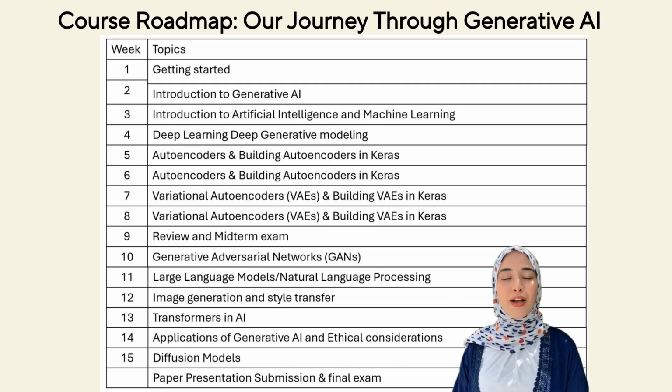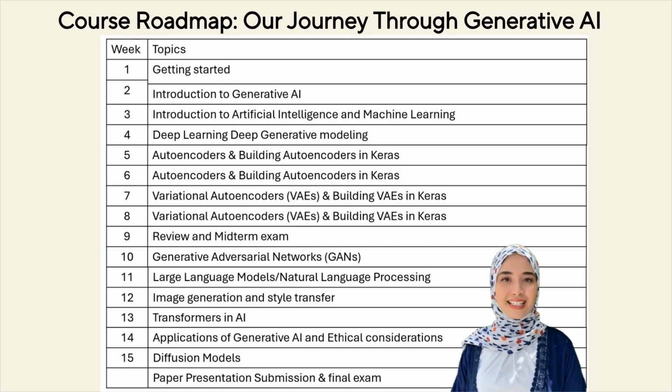Then, in week 10, we'll introduce generative adversarial networks, or GANs, a revolutionary idea where two networks compete to create realistic outputs. This is the point where AI begins to demonstrate real creative power. Week 11 shifts our focus to large language models and natural language processing, exploring how transformers can understand and generate human-like text. In week 12, we bring vision and style into play with image generation and style transfer, learning how AI can blend artistic expression with deep learning techniques.